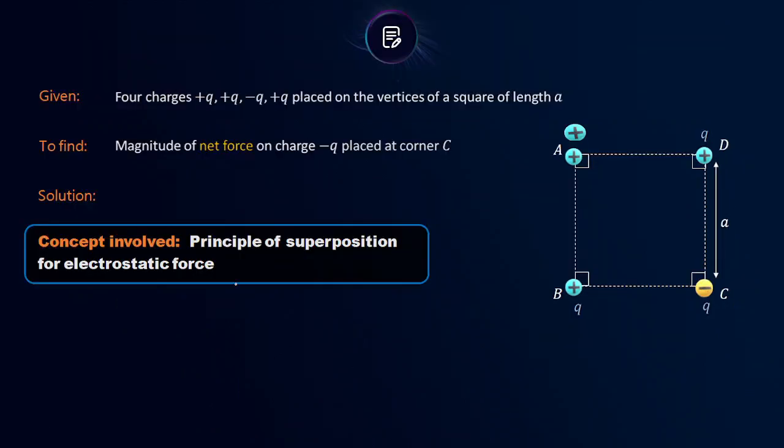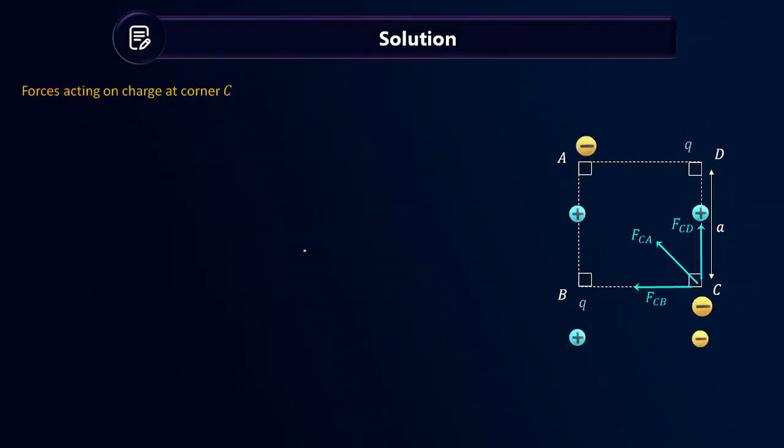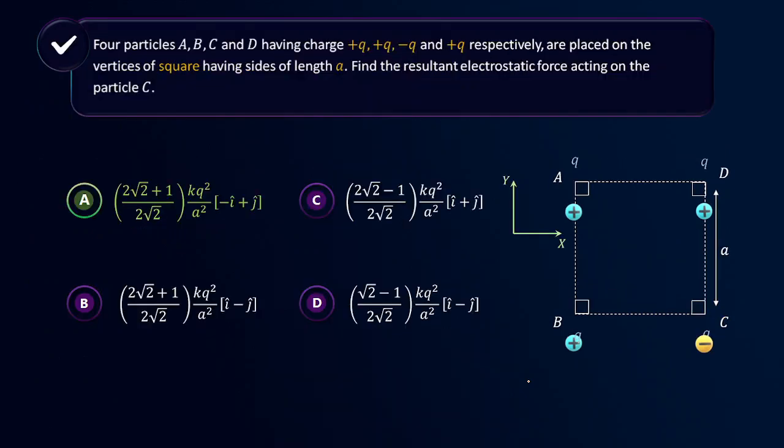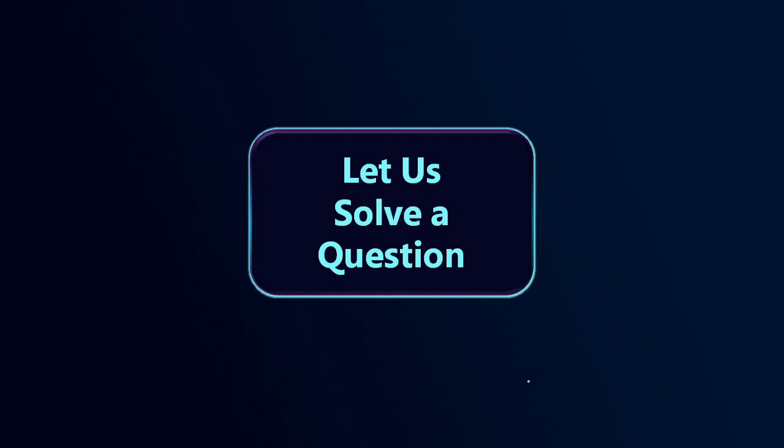So here we have to use the principle of superposition of electrostatic force. So we can solve force along x-axis. This force we can break along x-axis and along y-axis, and we can simplify. So net force is force along x plus force along y, and simplify this. Clear? Simple, easy. Now, the correct answer is A, as we had solved. Now next question, let us move forward.